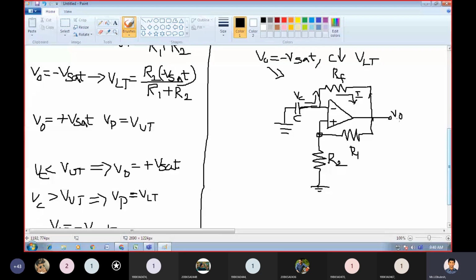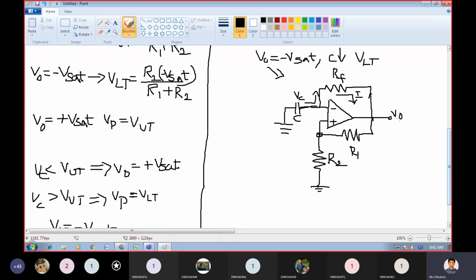When does this situation happen? Once the capacitor discharges to 0 and the current changes to negative I, then C charges toward VLT, and VC becomes slightly more negative than the feedback voltage VLT. The output voltage V0 switches back to plus V saturation.